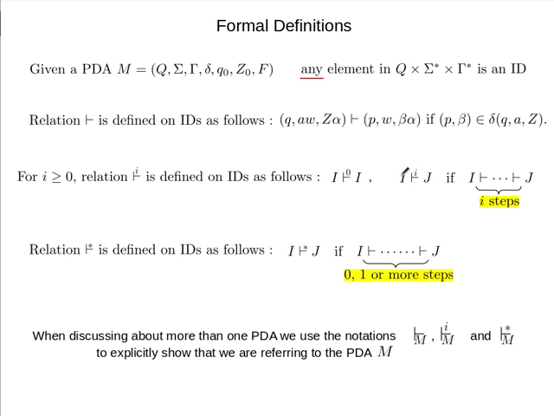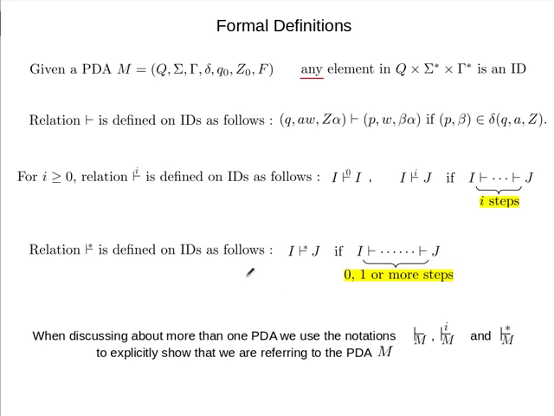And then how do you define this I turnstile J? So this is true if you can reach J from I in i many steps, okay. This is a non-deterministic process, so you can bifurcate, but yeah. And this star means that you can reach from I to J in any number of steps. It can be 0, so this can be I, and you can have 0 here. It can be 1, so you can have just this turnstile, or it can be 2, 3, 4, any finite integer. So if it happens, then we say that I turnstile star J.